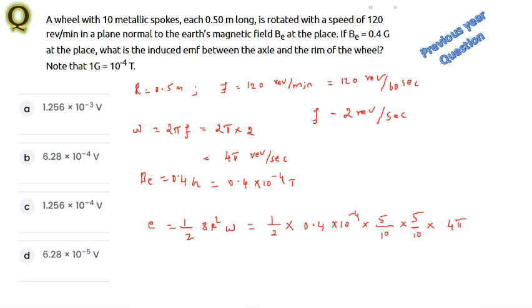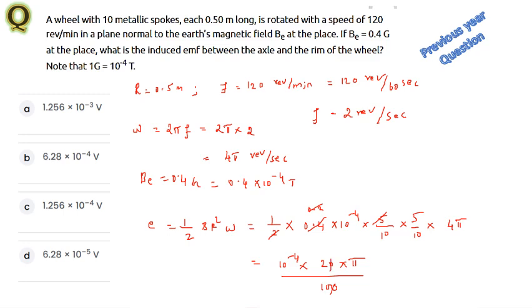Now you just cancel all the things. See here, you can cancel it here. This one is 0.2 and this one 0.25 into 0.2, so these two will be 1. What remains is 10 power minus 4, 5 into 4 is 20, 20 into pi, divided by 100.